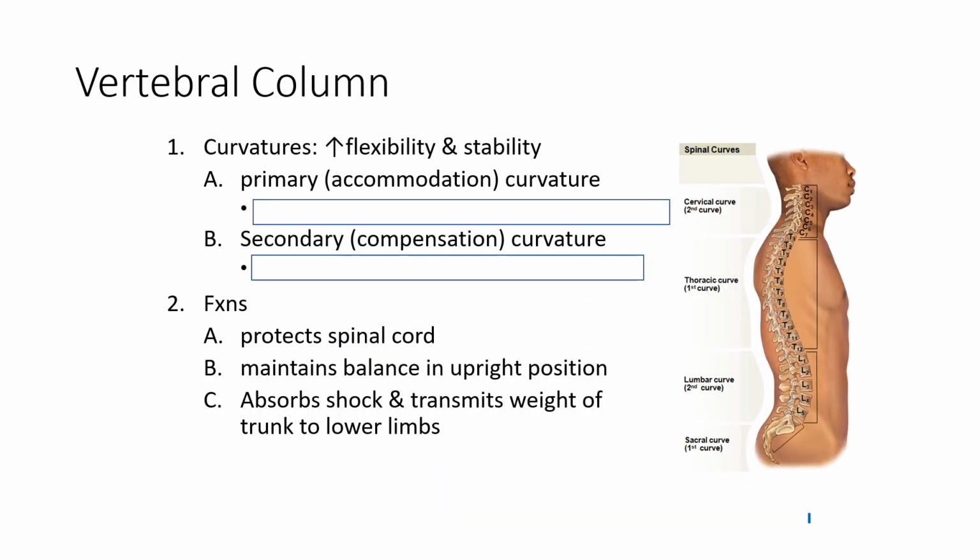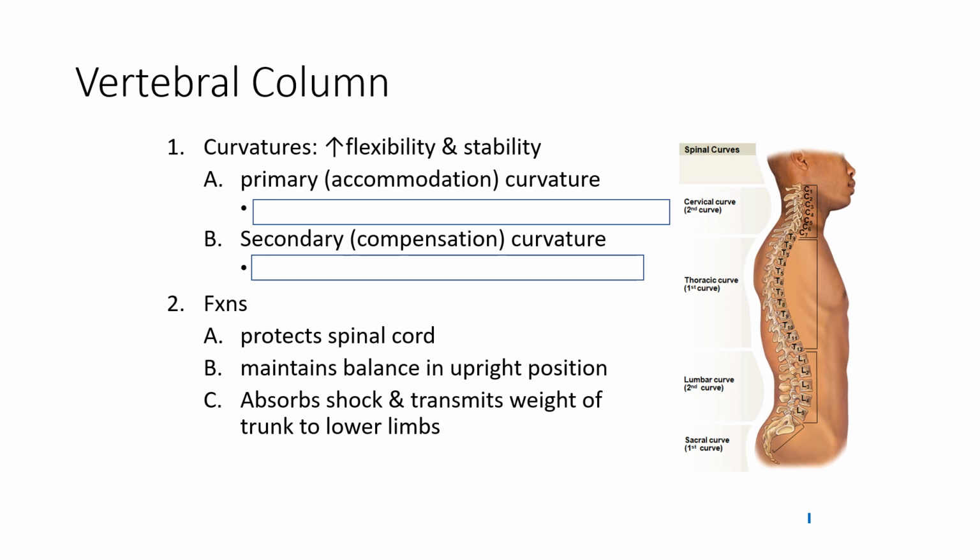Slide number 6, vertebral column. The vertebral column is also known as the spine. The spine is formed by 26 vertebrae with intervertebral discs in between the vertebrae. The functions of the spine are to protect the spinal cord, maintain balance in upright position, and last but not least, absorb shock and transmit the weight of the trunk down into the legs.